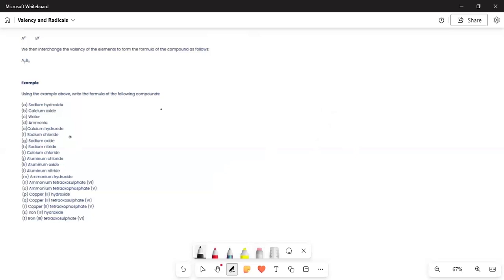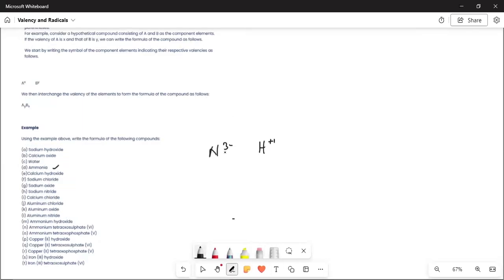And the next one is ammonia. Ammonia is nitrogen. Now recall that nitrogen has variable oxidation state. So in ammonia, nitrogen is 3, then hydrogen is 1. So that is supposed to be minus. Nitrogen is a non-metal. Then by the time they exchange their valency, hydrogen will pick 3 from nitrogen, while nitrogen will pick 1 from hydrogen. So that the formula becomes NH3.